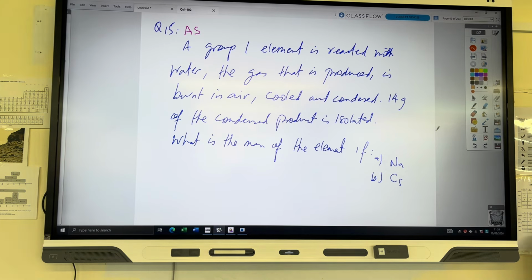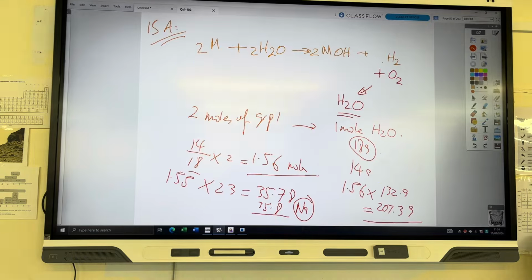A group 1 element is reacted with water. The gas that is produced is burnt in air, cooled and condensed. 14 grams of the condensed product is isolated. What is the mass of the element? If that element in group 1 was sodium or if it was caesium. It's a relatively challenging question, requires a little bit of thought. There's the answer.